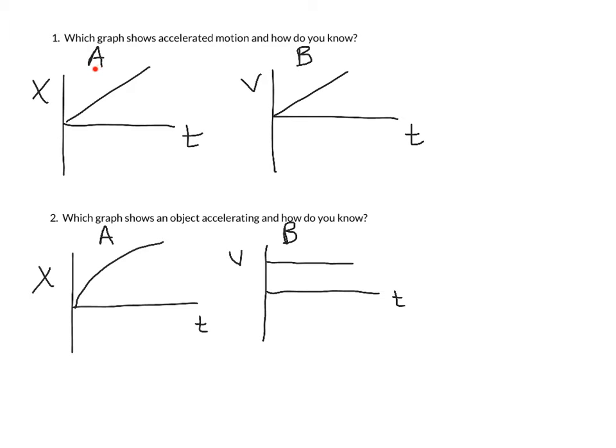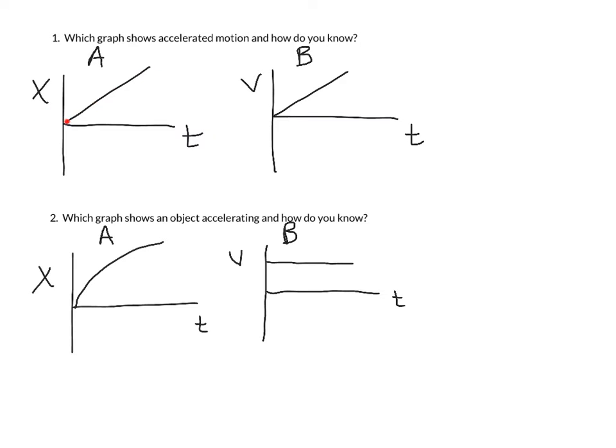So, which shows accelerated motion, and how do you know? Okay, by accelerated motion, what do we mean? We mean that the velocity is changing. So when you look at graph A and graph B, how do you know which one is showing a velocity that changes? Well, what do we know about the position time graph? The slope of a position time graph is velocity.